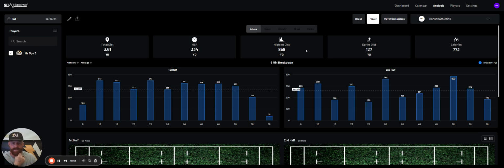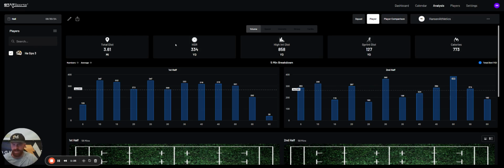You have the high intensity distance, 858. Now this includes high speed running as well as total sprint distance and acceleration and deceleration. So how many yards were covered while there was a quick decel or a quick accel. So we got sprint distance, going to be again over a higher metric of speed. How many yards were covered? I'd go in and look exactly at what it's set at, but I believe it's like 17 miles an hour.